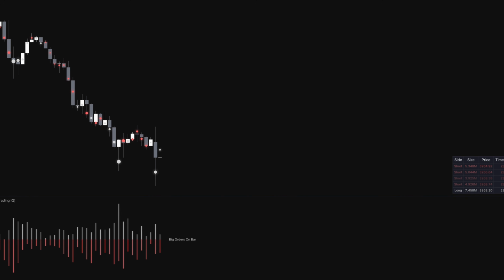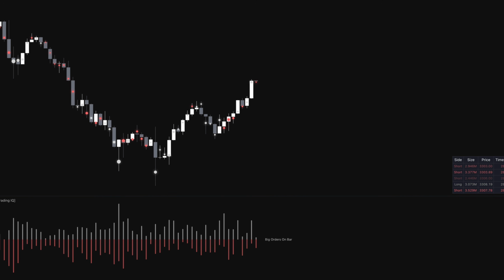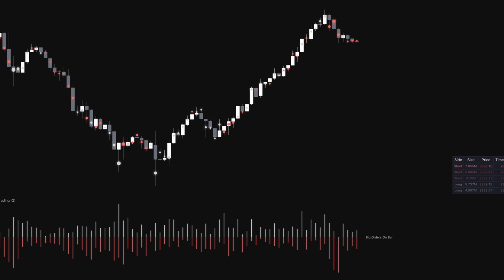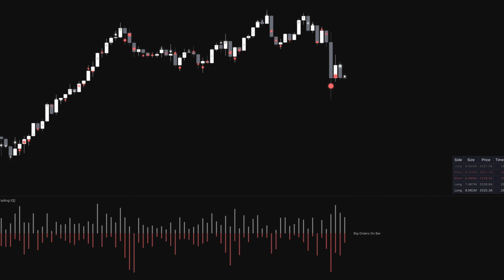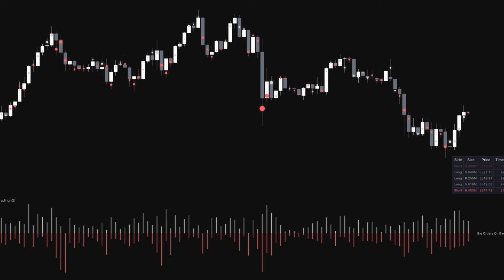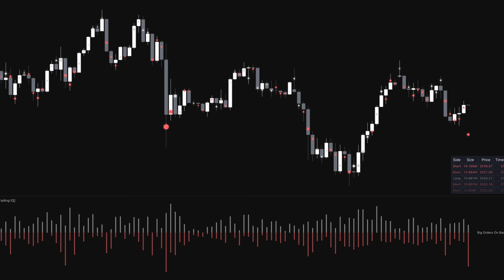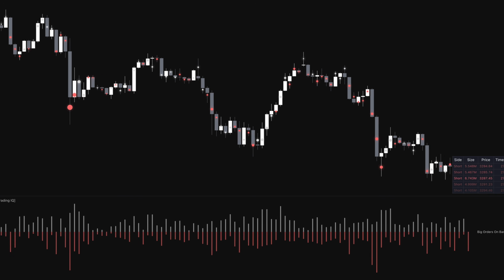This is a confirmation and context tool rather than a signal generator. It does not tell you when to enter, but it can meaningfully support a decision you are already leaning toward. A large buy bubble appearing at a key support level your primary system is watching adds weight to a long setup in a way that standard volume bars cannot.